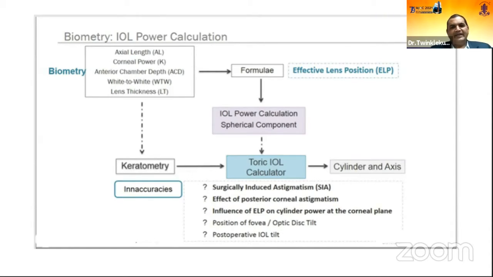And from keratometry, we are getting the keratometric findings and putting them into the toric calculator, and we are getting which type of lens implant we have to use, the model of the implant, the amount of astigmatism correction, and the axis of the implantation. We have been doing this for a couple of decades, but we are finding some inaccuracies in this. One of these inaccuracies is the surgically induced astigmatism.